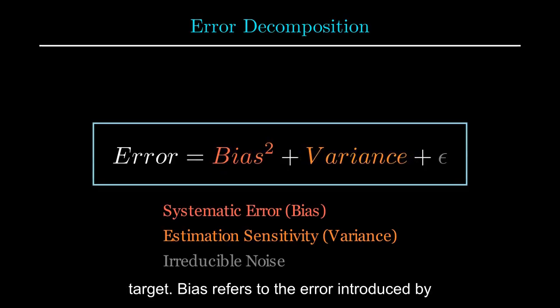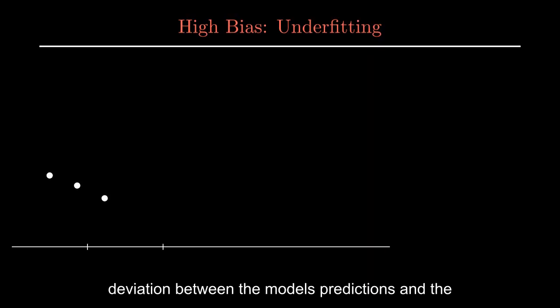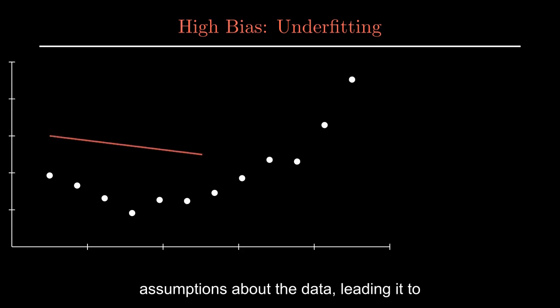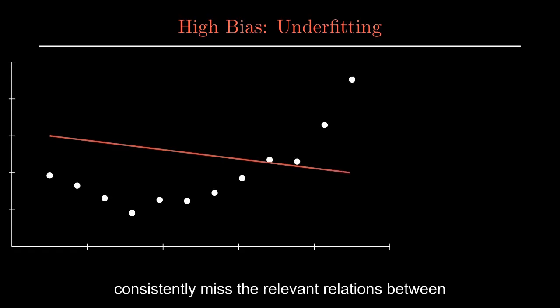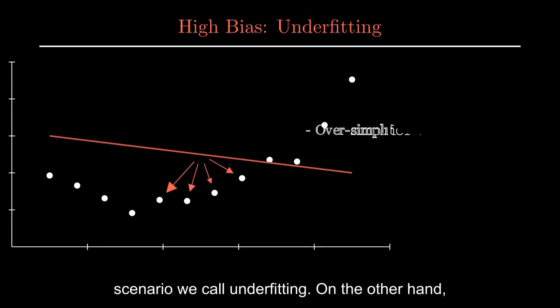Bias refers to the error introduced by approximating a real-world problem, which may be complex, by a simplified model. It's the consistent deviation between the model's predictions and the true values. A high-bias model makes strong assumptions about the data, leading it to consistently miss the relevant relations between features and target outputs. This often results in a scenario we call underfitting.